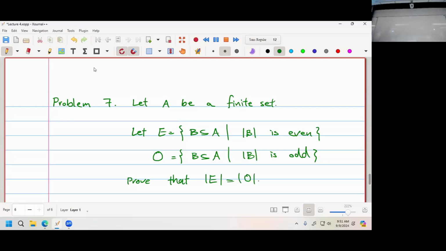So basically, if I give you any finite set A, and I tell you to count the number of subsets that have an even size, and then count the number of subsets that have an odd size, these two counts are the same. Yes. Yes, you're right. Let A, which is non-empty, be a finite set, because the empty set itself doesn't satisfy this. Good catch.